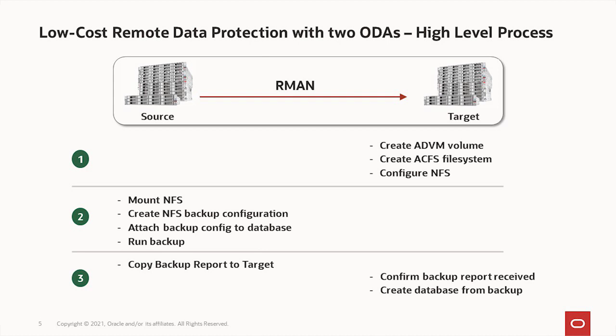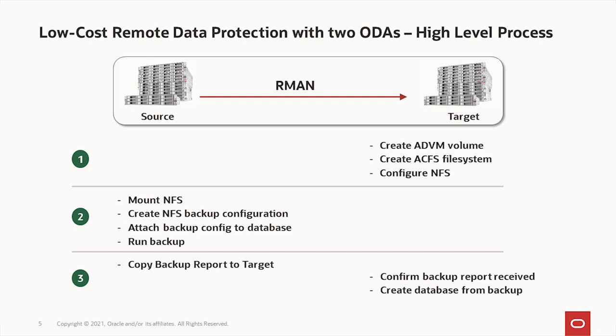Doing this backup from the source to the target. So this is the high level process here. I separated it into three sections. On the first one, we need to create the volume, the ACFS file system, and we need to configure NFS. And all of that needs to be done on the target system.